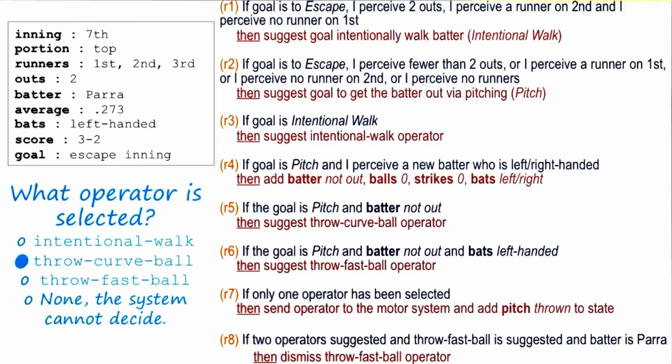So it looks like the entire goal of that chunking process was to help us figure out between these two operators which one we should actually select. We decided that if a fastball is suggested, which it was, and if two operators are suggested, which they were, and the batter is Para, which it is, then we dismiss the throw fastball operator. That means we only have one more operator suggested, throw curveball, so that would be selected.